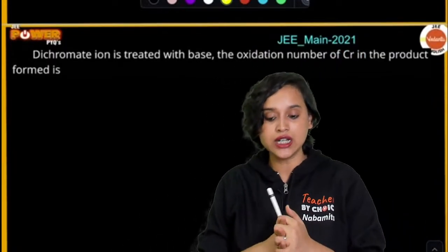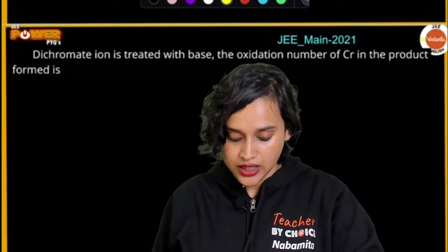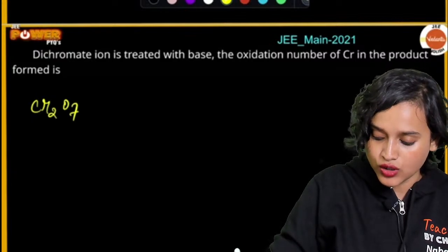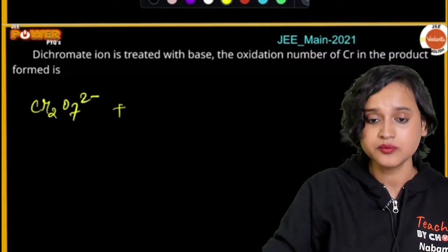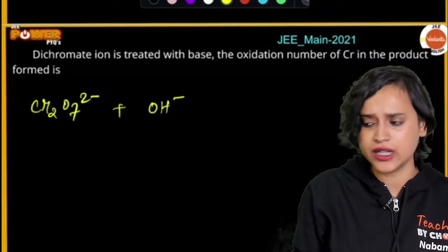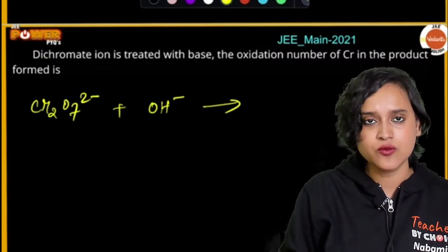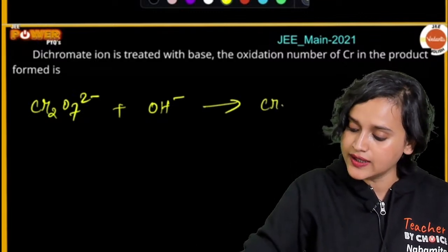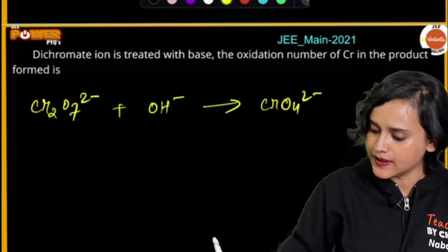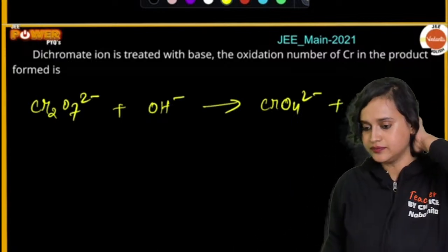Dichromate ion is treated with a base. The oxidation number of Cr in the product formed is? Dichromate ion, so Cr2O7 2 minus, treated with a base, so I can write OH minus. That means what will I be getting? I will be getting CrO4 2 minus plus H2O. This should be the reaction.